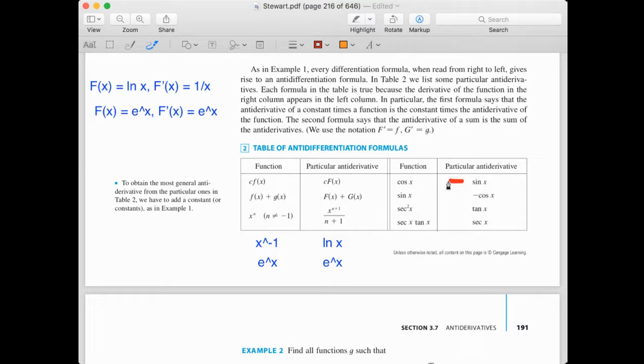Well, we can think this way. This way is always easier to think, right? Derivative of sine is cosine. Derivative of negative cosine, that's sine. Derivative of tangent is secant squared. Derivative of secant is secant tangent. But now we're thinking antiderivatively. So we go this direction, all right?